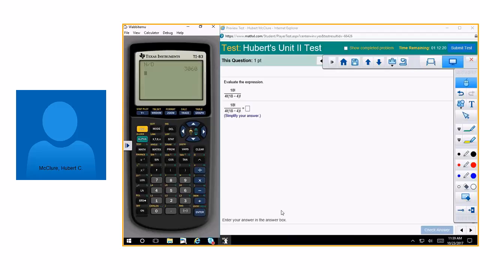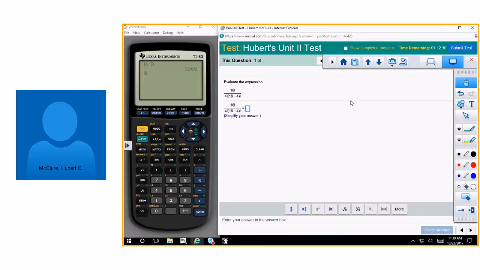3060. And see, that's the way you can do it and not have to spaz out and do all the things that y'all do on the test. Y'all don't do that, do you? Next.